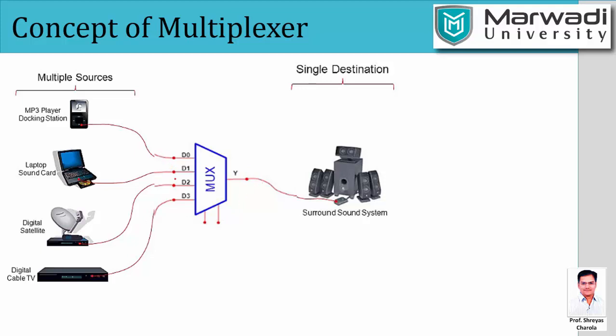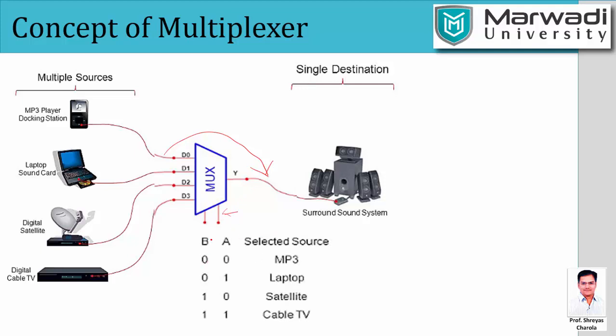But when you connect all the four together, which sound will go to the output side, that you will decide. That means you must require a selection line. If there are two selection lines, then if it is 00, the MP3 player sound will go to the speaker. If it is 01, the laptop sound will go to the speaker, and if it is 10, the satellite sound will go to the speaker, and 11, the cable TV sound will go to the speaker.